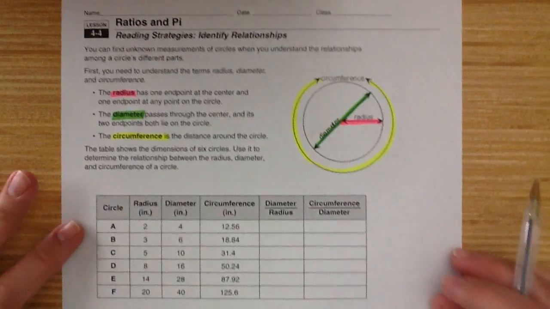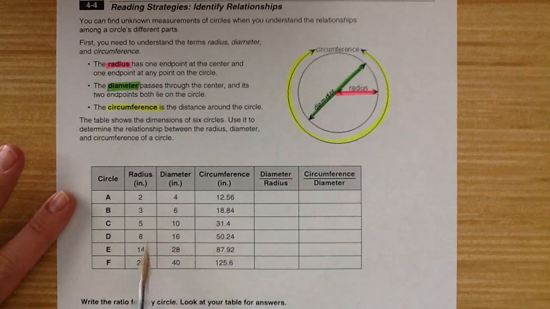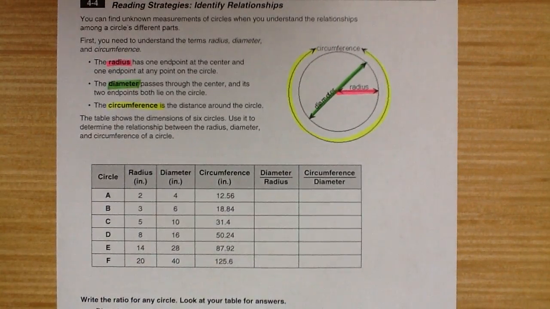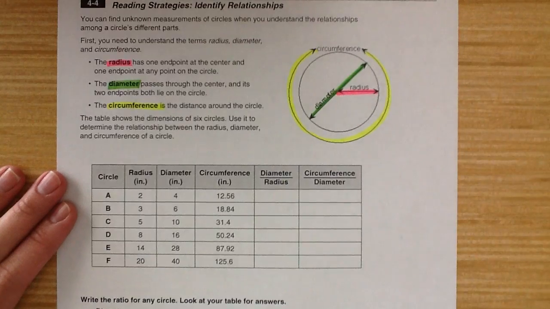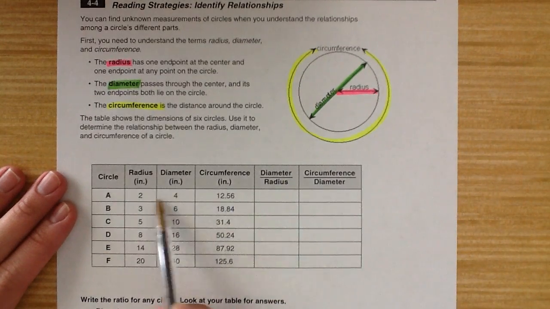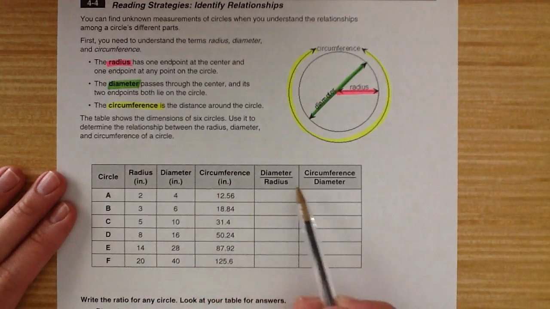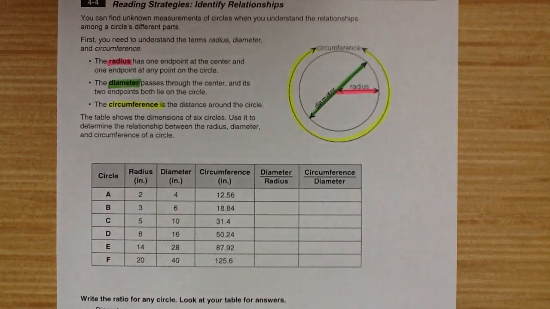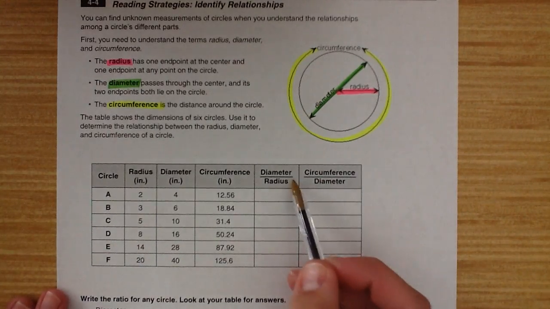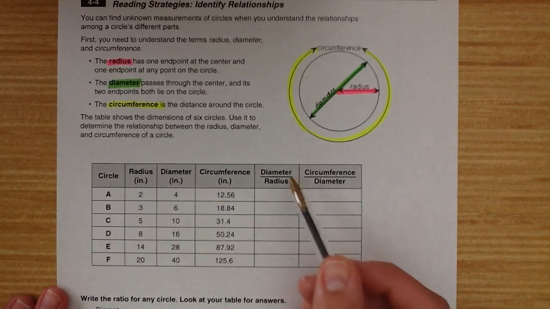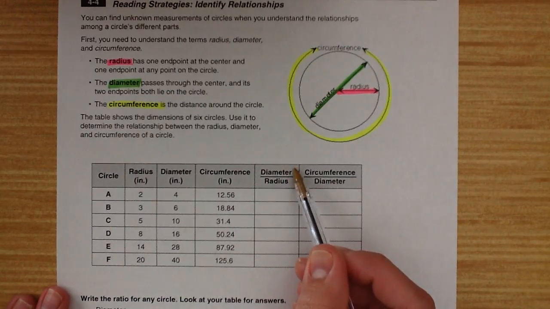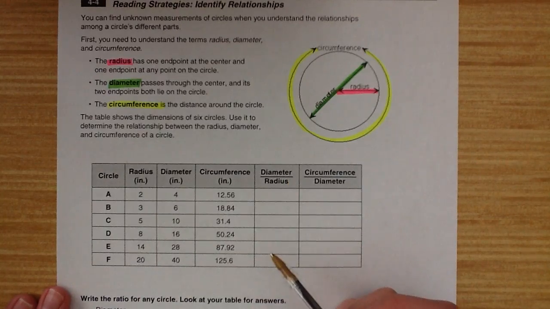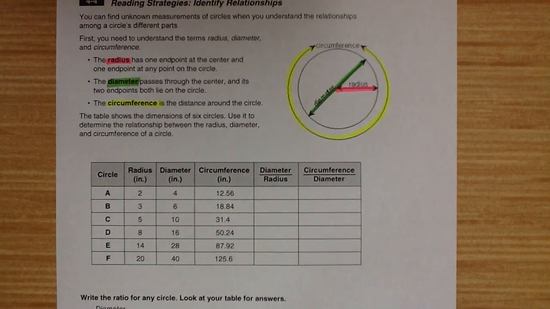Now, our table here shows the dimensions of 6 different circles. So we're going to use these dimensions and explore the relationship between all these 3 parts of the circle. Now, they already give us the information here, so we're going to take this information and figure out these ratios. Remember that whenever we see a fraction bar, that means division. So for our first column here, we are going to be dividing the diameter by the radius. So I'm going to do the first couple with you, and then you guys can pause the video and finish out the rest on your own and check your answers.